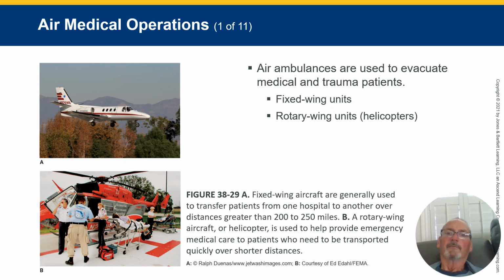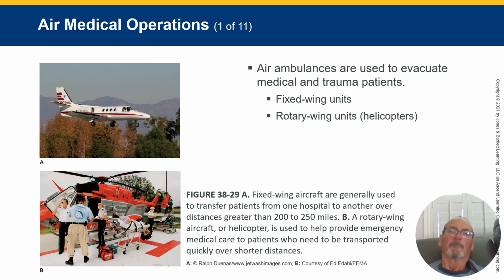Air ambulances are used to evacuate medical and trauma patients. We have both what they call fixed wing and rotor wing. Fixed wing flies a lot further. They go down to South America, they go to Chile, Brazil, they go all over the world to pick up patients that were on cruises or vacations that need to come back to the United States because of an injury or an illness. They're usually staffed with at least one paramedic and a flight nurse. You don't have to worry about doing any flying. You're not the pilot or anything like that.